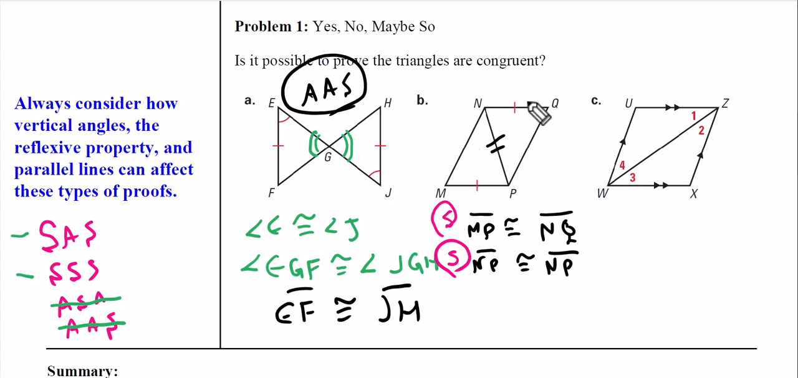But is there any way to pick up a third side? Well, we don't know anything else. We don't have vertical angles. We did the reflexive property on here. We don't have parallel lines. We don't have anything else. So at this point, all we have are two pairs of sides, and we can't pull anything else off. So the answer to this one is a no. We can't prove that these two triangles are congruent.